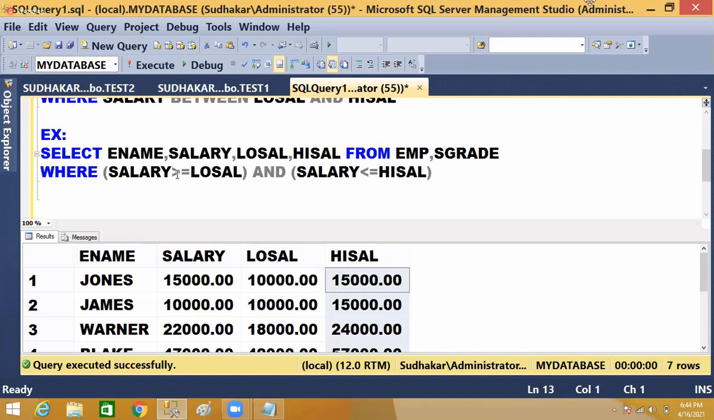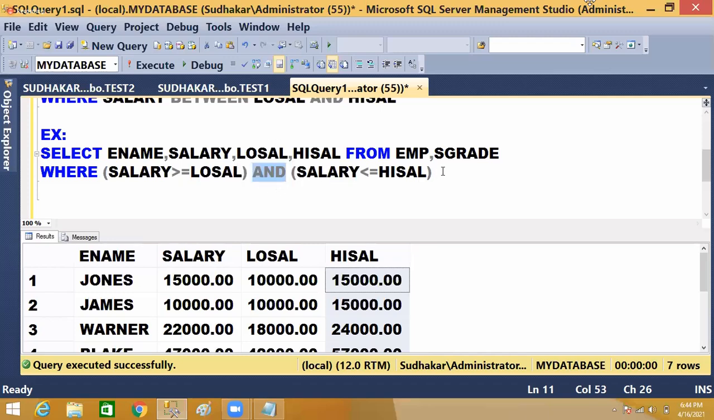But in these conditions also, which operator am I using here? Greater than or equals to. Here, which operator am I using? Less than or equals to. And which operator am I using? The and operator. But I'm not using any equal operator in these conditions also. So that's why this also comes under non-equi join.